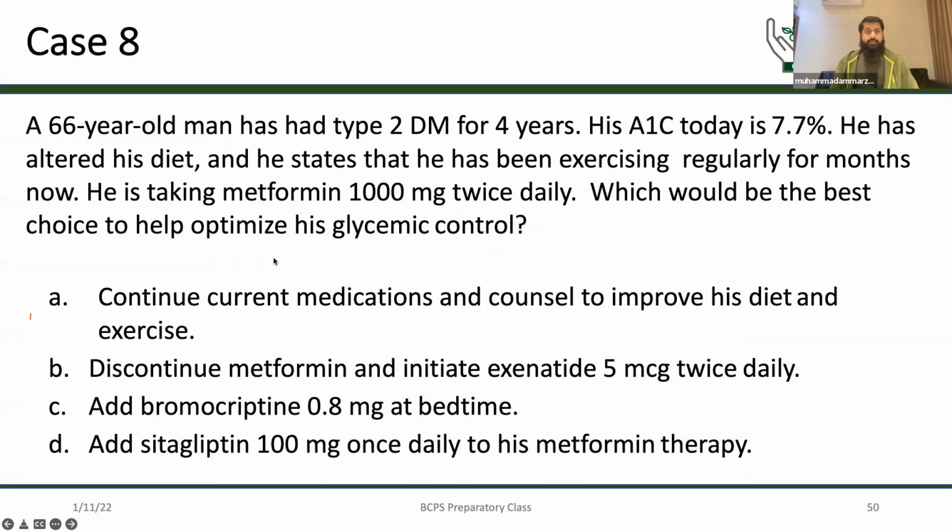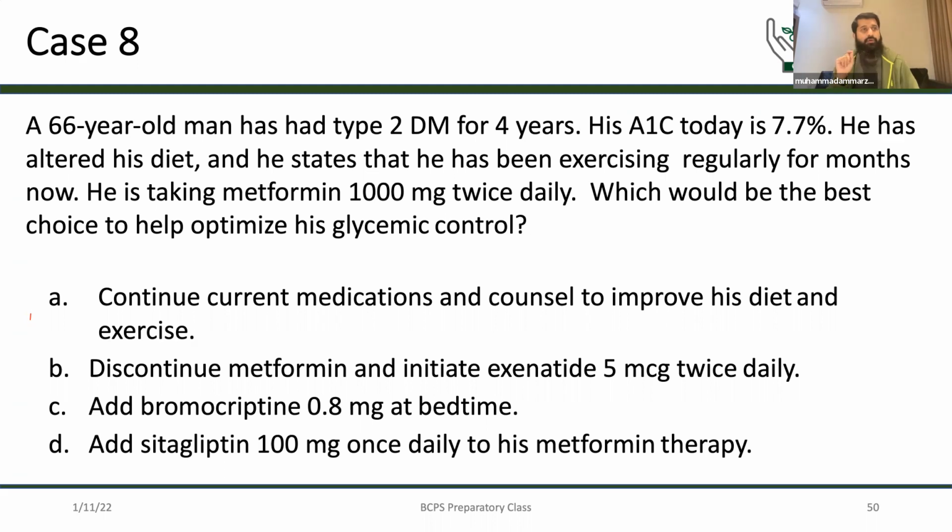So this case belongs to diabetes. A 66-year-old man, type 2 diabetes, A1C is 7.7%, so obviously more than the target. He has altered his diet, and he states that he has been exercising regularly for months now. He's taking metformin, 1000 mg twice daily. Which would be the best choice to help optimize his glycemic control? Should we add an agent over metformin, or should we replace metformin with some other agent?